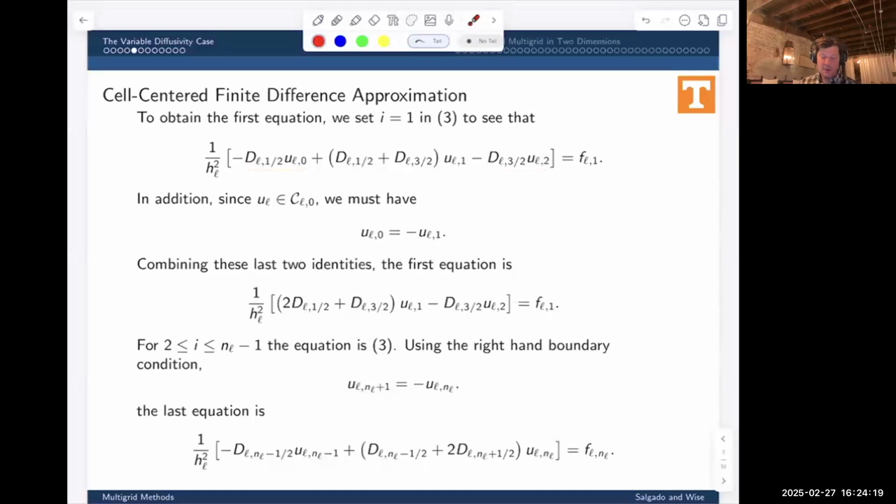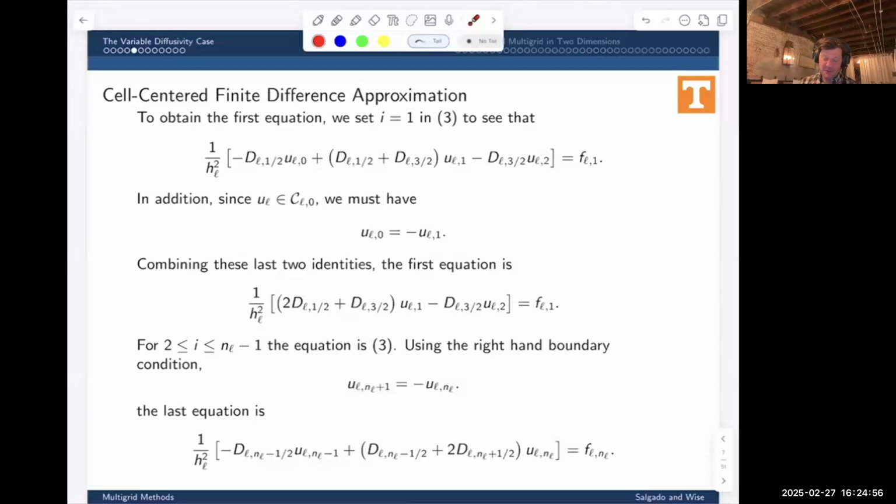So how do we do that? Well, the boundary condition says, remember, it's a discrete homogeneous Dirichlet boundary condition that says that U_L,0 equals minus U_L,1. And that's just expressing the fact that the average of the two values nearest to x equals 0 equals 0. The average equals 0. And so that tells me that the value at the ghost cell is equal to minus the value at the first degree of freedom.